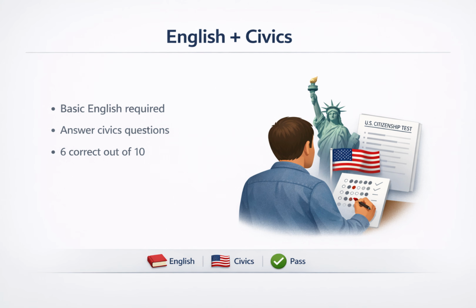Next, English and civics test. You must be able to speak, read, and write basic English and pass the civics test. For example, you will be asked questions like, who is the president? What is the Constitution? You only need 6 correct answers out of 10.